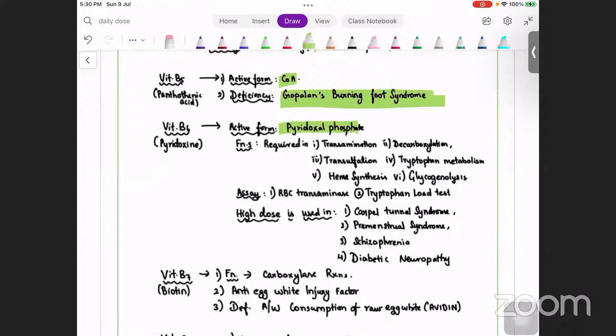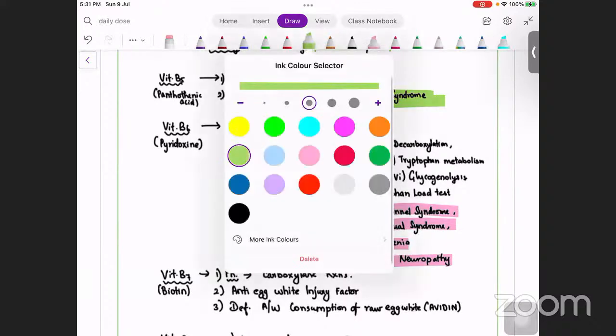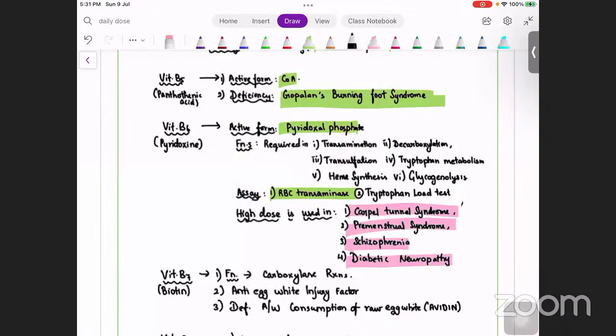Function: it is required in most of the reactions. And the assay for PLP is RBC transaminase. High dose pyridoxine is used for treatment of carpal tunnel syndrome, premenstrual syndrome, schizophrenia, and diabetic neuropathy. This is MCQ, people. Very, very important MCQ, especially the carpal tunnel one.